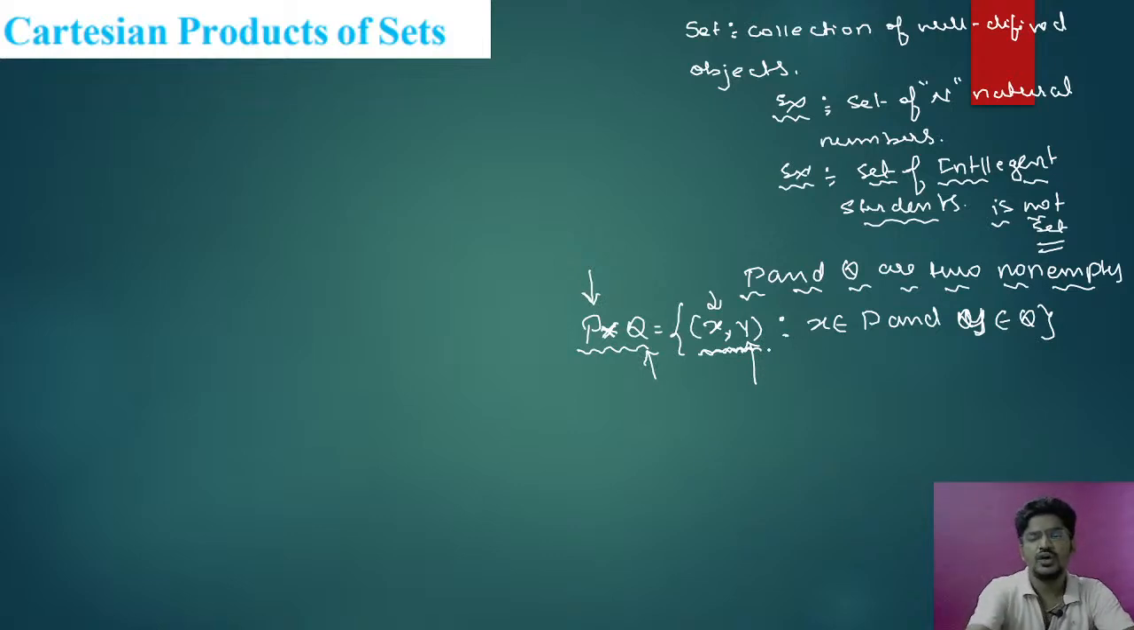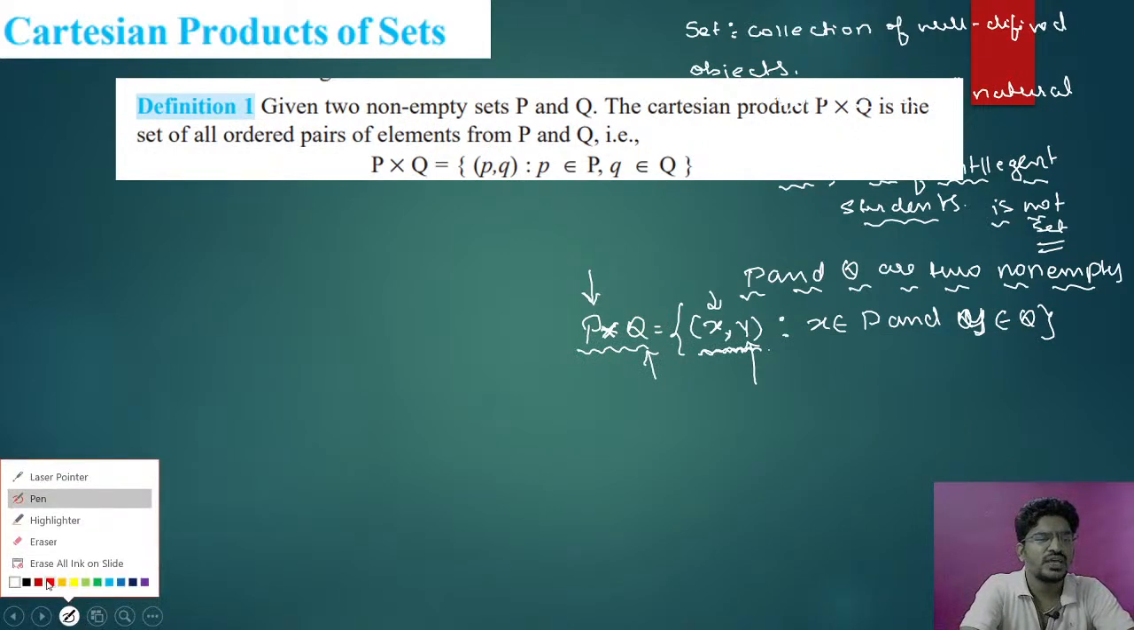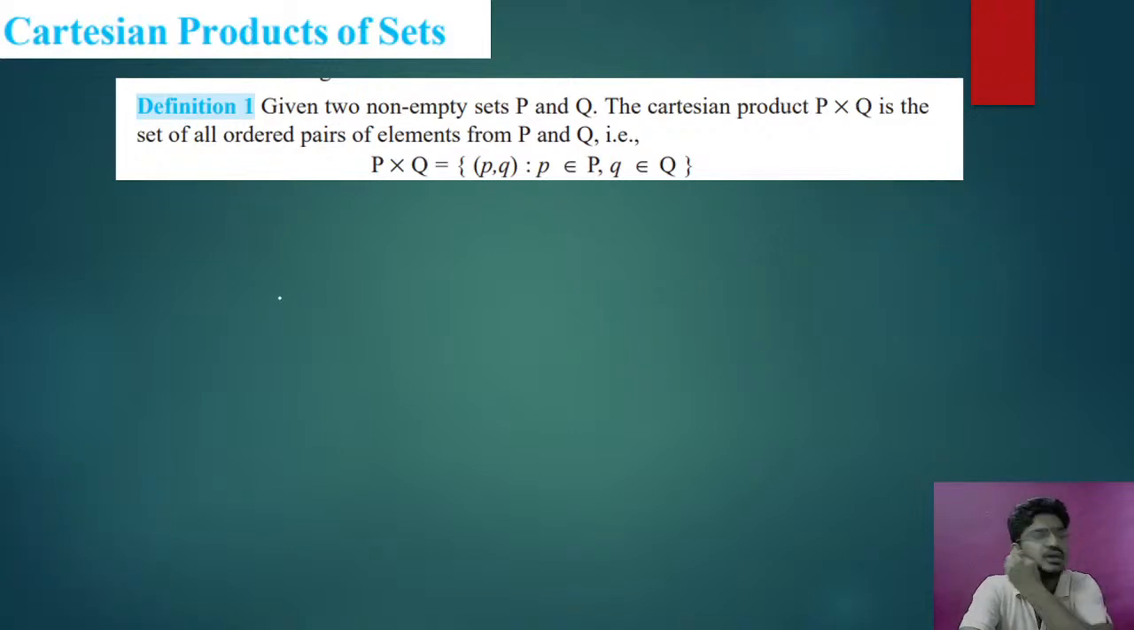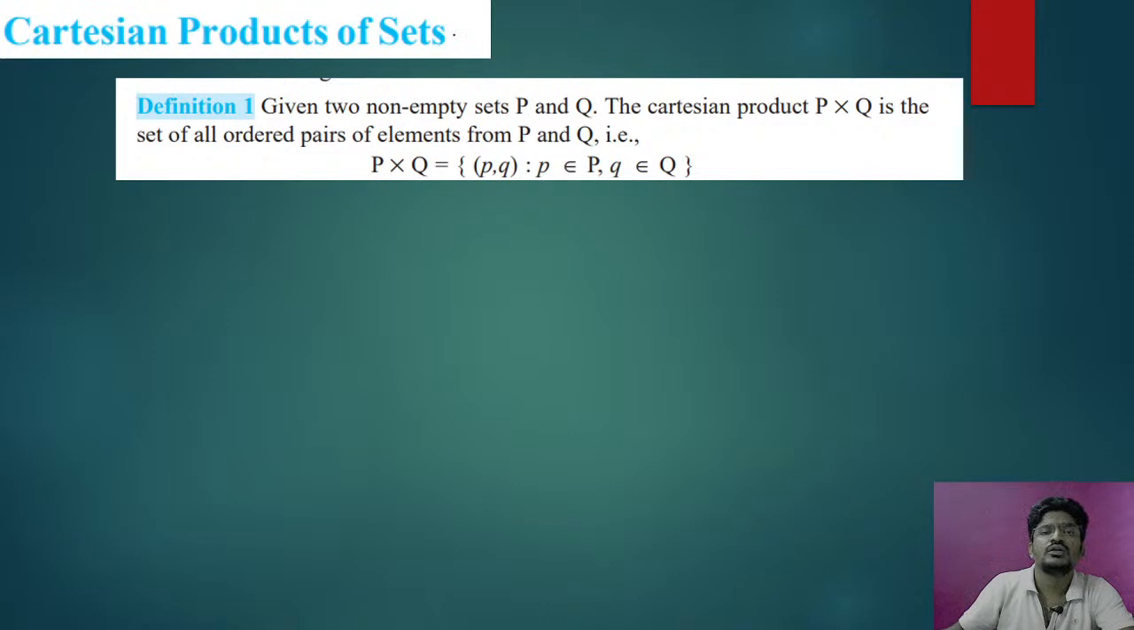If you want to see the definition, you can see it here, what I have explained just now. Given two non-empty sets P and Q, the Cartesian product P cross Q is the set of all ordered pairs.